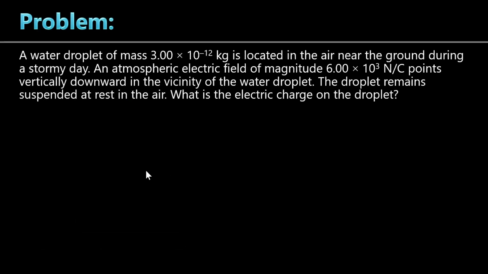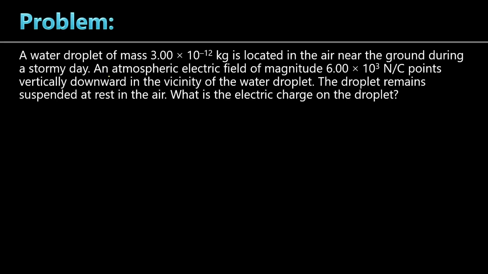So, this is the next problem. We have a water droplet whose mass is very small. Ayan, 3 times 10 to the minus 12 kilograms and is located in the air near the ground during a stormy day. Ayan, stormy day, masama ang panahon. May water droplet na napakaliit. At yung water droplet na yan ay malapit lang sa ground. So, ibig sabihin, wala siya sa ground.